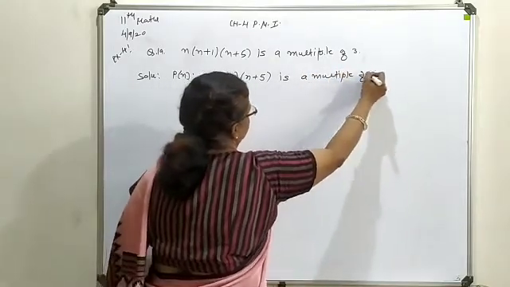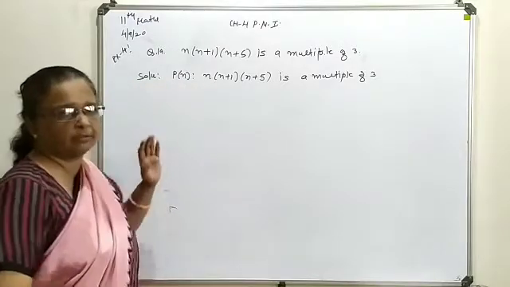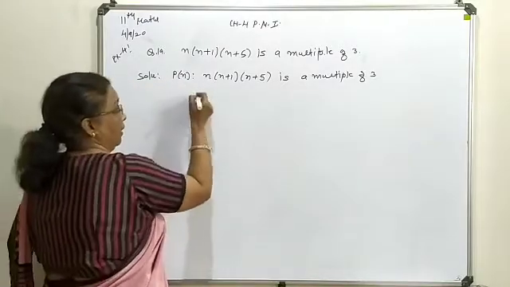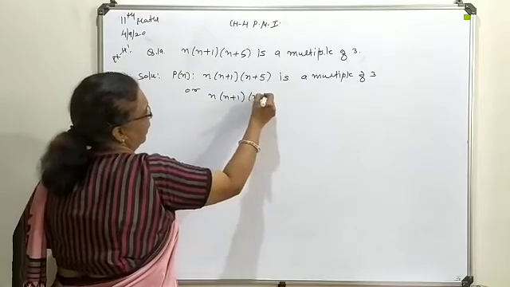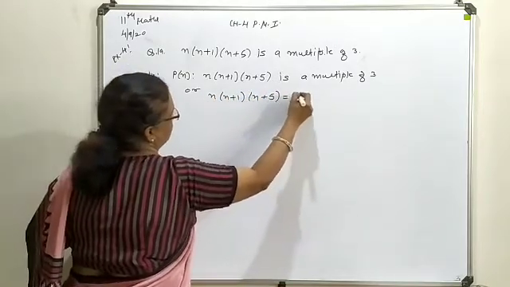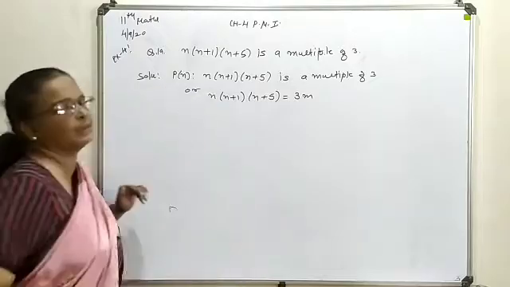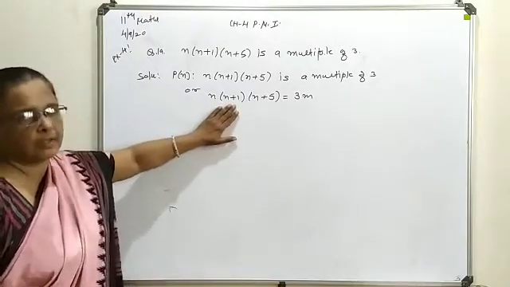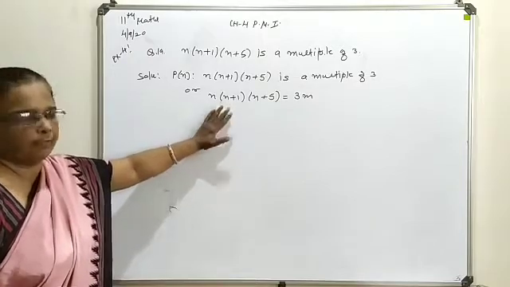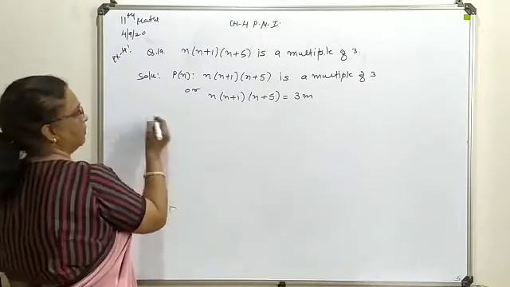multiple of 3, or it can be written with one expression as n plus 1, n plus 5 is equal to 3m, means multiple of 3. So now for further solution you can treat this equation form as a reference. So let's start with the basic one.